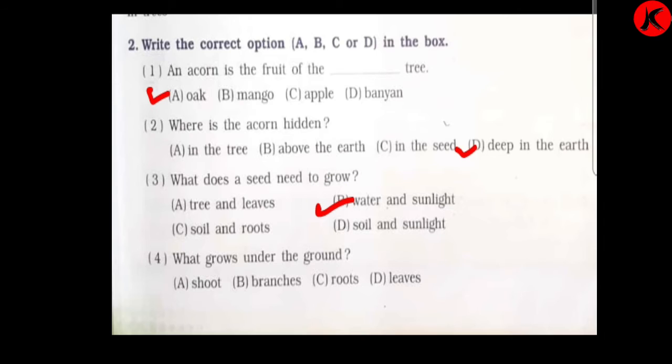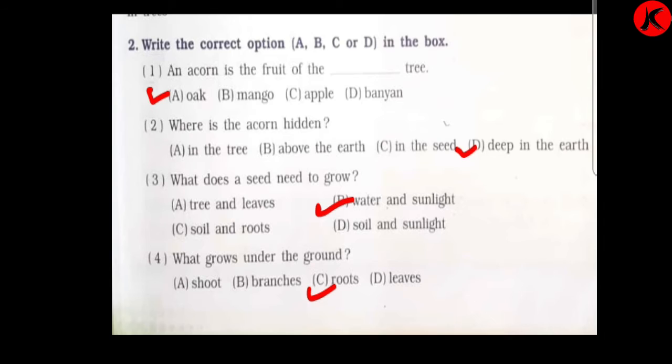4th. What grows under the ground? Shoot, branches, roots, leaves. So what is the correct answer? What grows under the ground? Roots. What do we find under the ground? Roots. C.